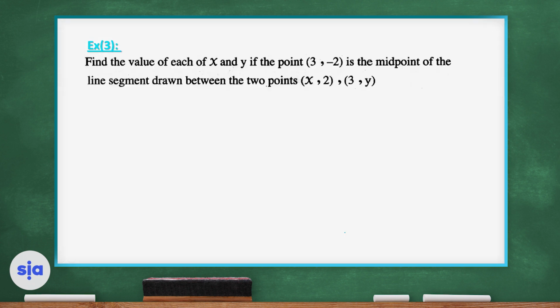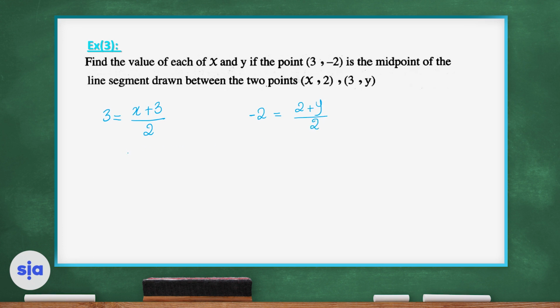Example 3. Find the value of each of x and y if point (3, -2) is the midpoint of the line segment drawn between the two points (x, 2) and (3, y). So here, the x part of the midpoint, which is 3, came from (x + 3) over 2, and the y part of the midpoint, that is the -2, came from (2 + y) all over 2.